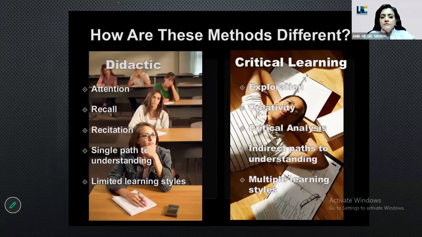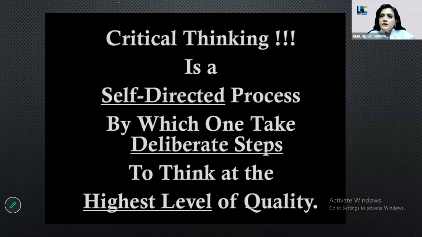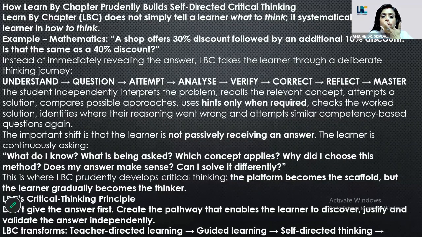But for a classroom, what is critical thinking? Critical thinking methods are always good because they engage exploration, creativity, critical analysis, indirect paths to understanding and multiple learning styles. So critical thinking is a self-directed process by which one takes deliberate steps to think with the highest level of quality. I mean, the students. How does Learn by Chapter prudently build self-directed critical thinking? Learn by Chapter does not simply tell the learner what to think. That's the thing. It systematically guides the learner how to think.